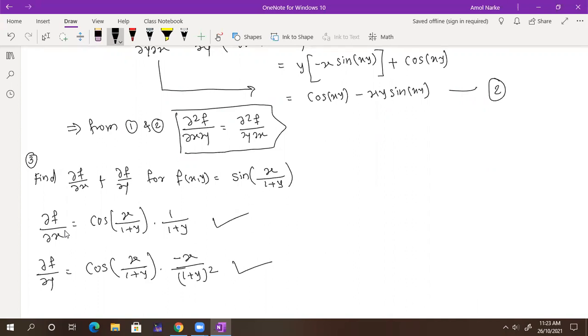The applications of partial differentiation are most important. We are going to use that application to find the Jacobian, the minimum value, the maximum value, like that.